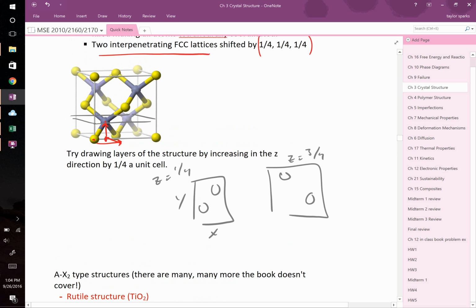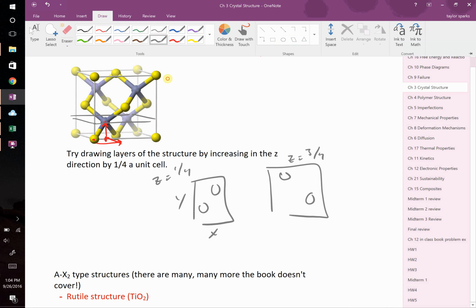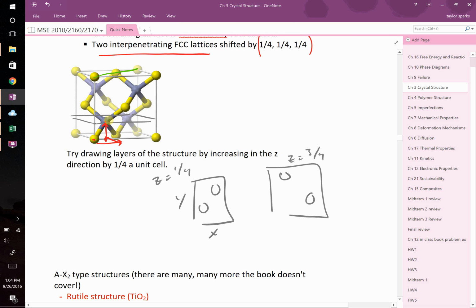By the end of class today, we'll have enough tools for me to tell you some arbitrary direction, like along this weird direction. You'll be able to draw that whole plane, and I want you to be able to sketch where the atoms are. So we'll get some practice doing that later today.